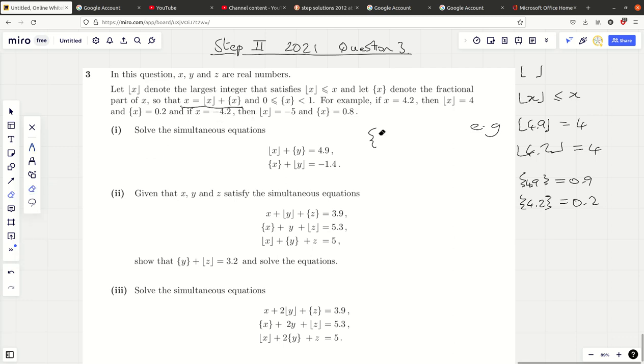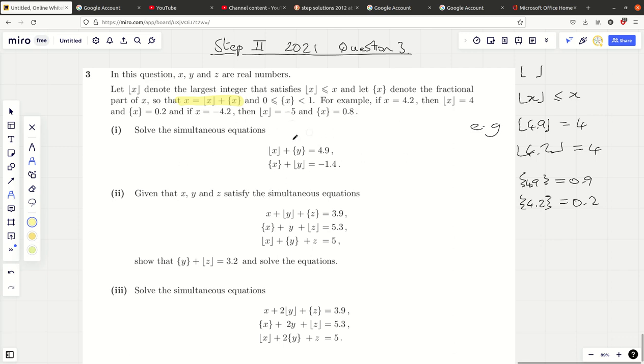Now actually, I don't remember that being a major problem in this question, but let's have a look. First, it just tells us to solve these simultaneous equations. Now, I guess the first thing I was thinking was, let's highlight it, a really important fact throughout the question: that x can be described as the integer part plus a fractional part.